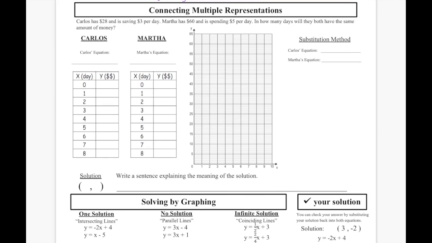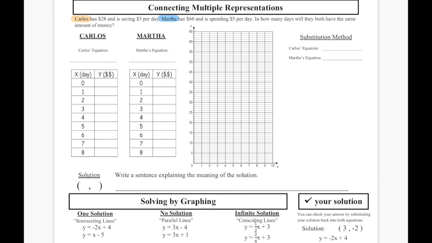Now we'll look at a real-life situation where using systems of equations can help us answer a question. Carlos has $28 and is saving $3 per day. Martha has $60 and is spending $5 per day. In how many days will they both have the same amount of money? Let's use orange to represent Carlos and blue for anything that has to do with Martha.